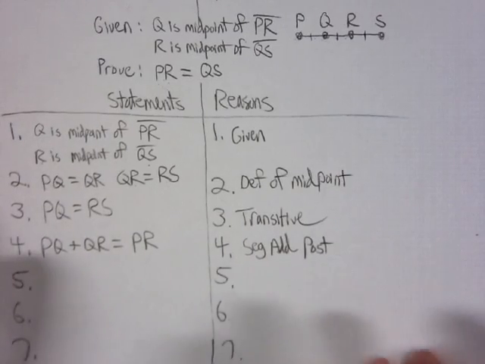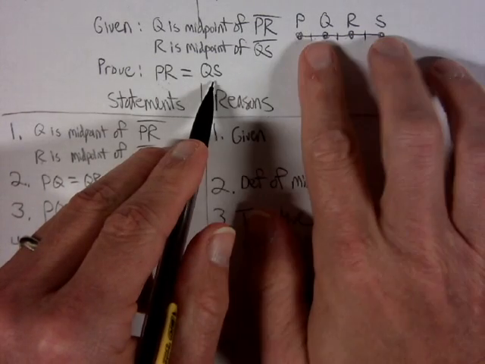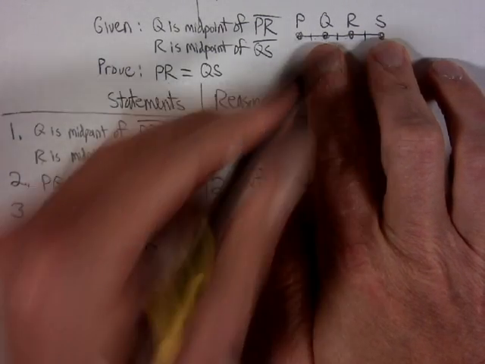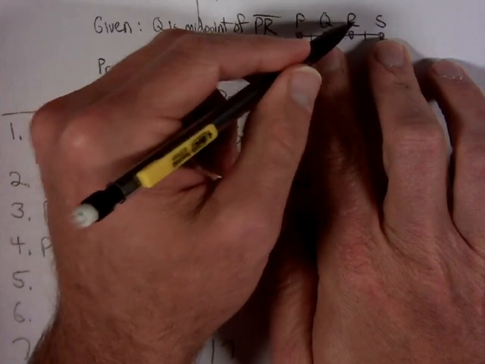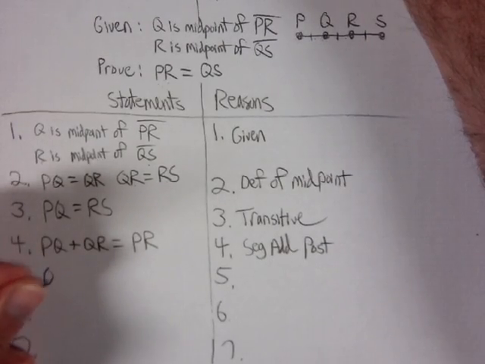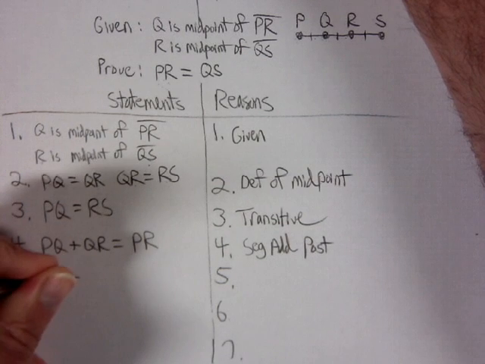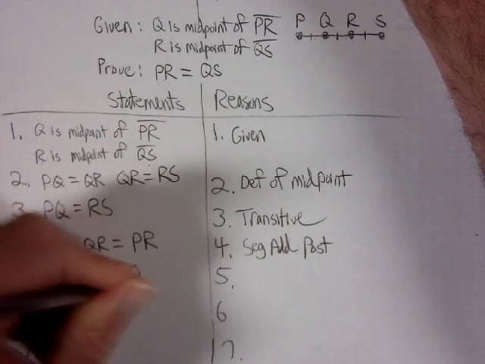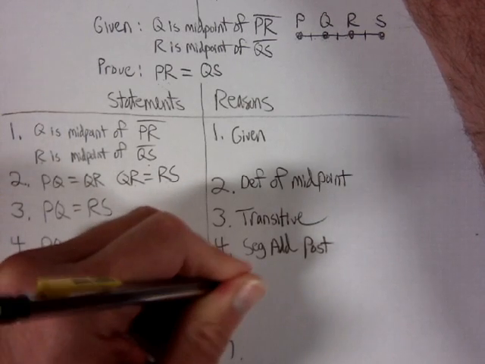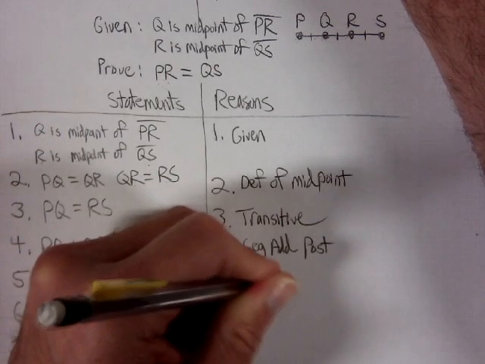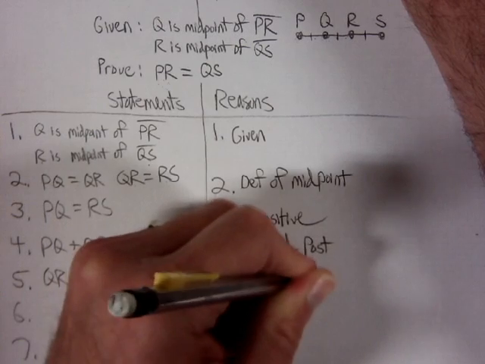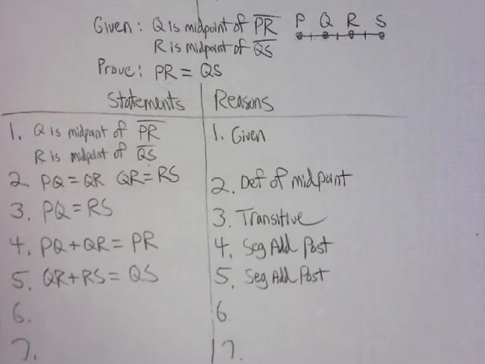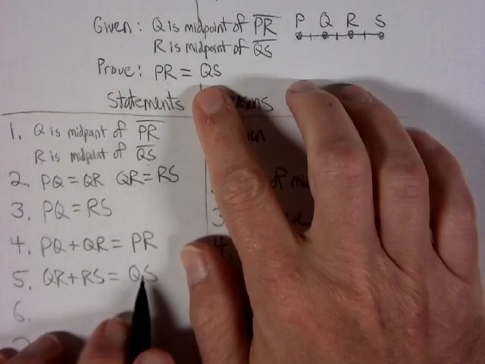Okay, so the next thing I want to do is get a QS into my proof, and I can do it the same way. QS is equal to QR plus RS. So QR plus RS equals QS. And once again, that's by the segment addition postulate. So now I've got a QS in there.